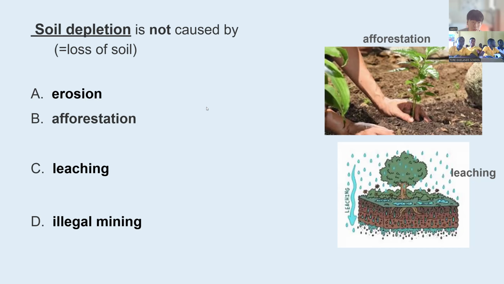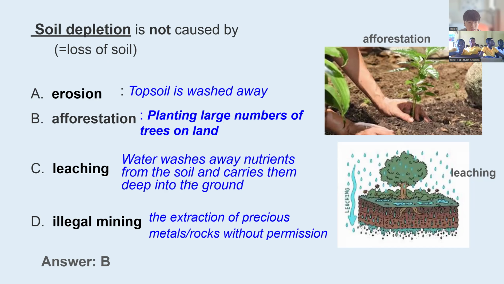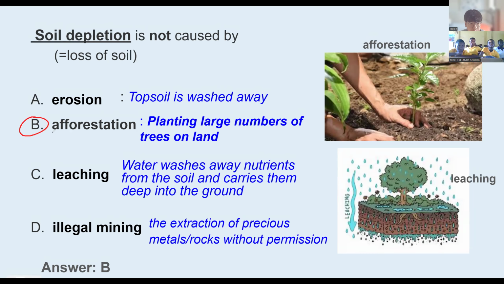Yeah, this one is simple. The answer is B. So if you said B, then that's correct. Remember what afforestation means. It's planned out. It's about planting trees. Afforestation means planting trees, planting more trees.